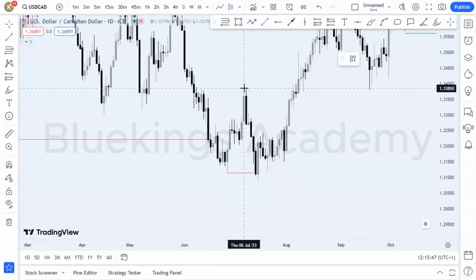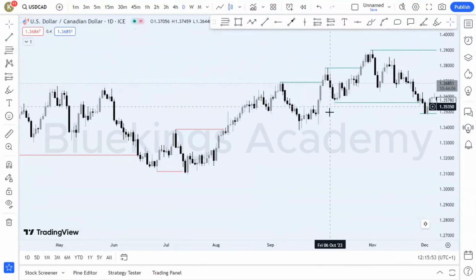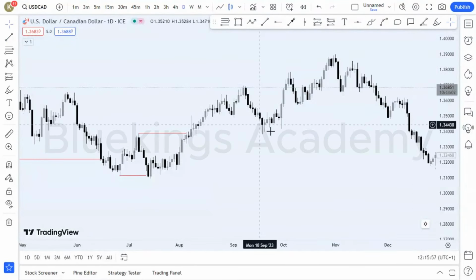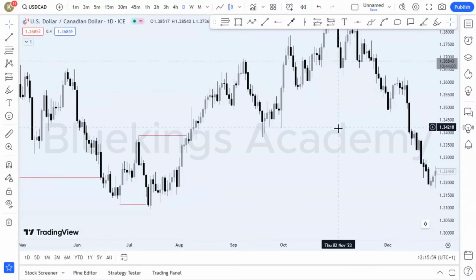What about this? This high that led to the break of this low is going to be internal, right? So yes, sorry, I'm deleting this old stuff here. So yes, so what's going to happen?